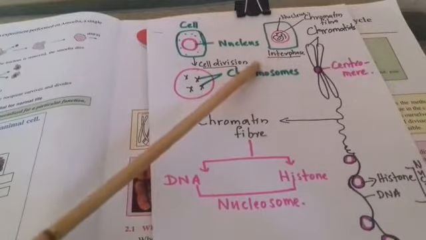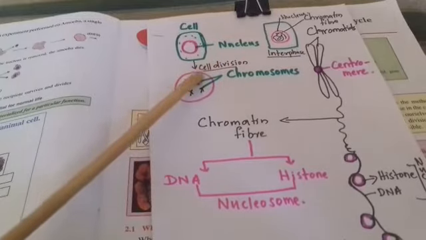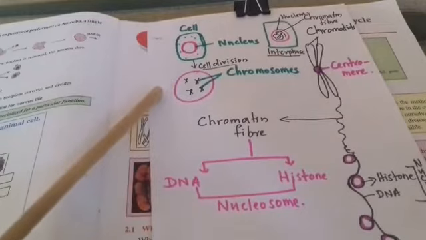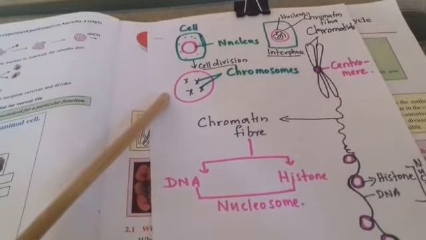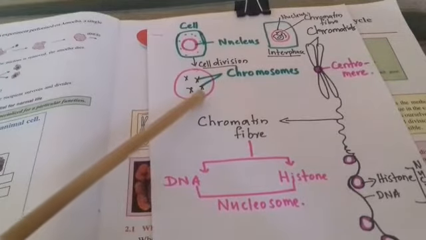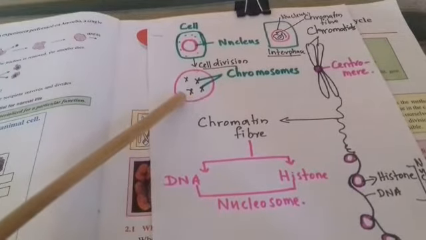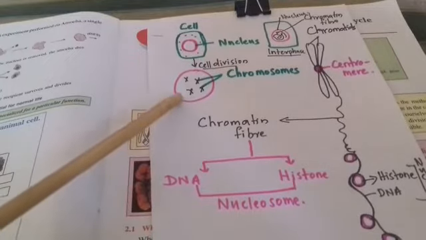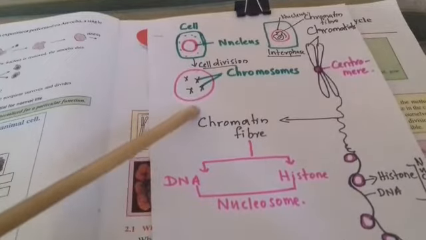So when the same cell enters into cell division, that is the prior or the first stage of cell division, these chromatin fibers condense to form thickened structures known as chromosomes. So chromosomes are visible only during the time of cell division. That is, in the first stages of cell division we can see chromosomes.